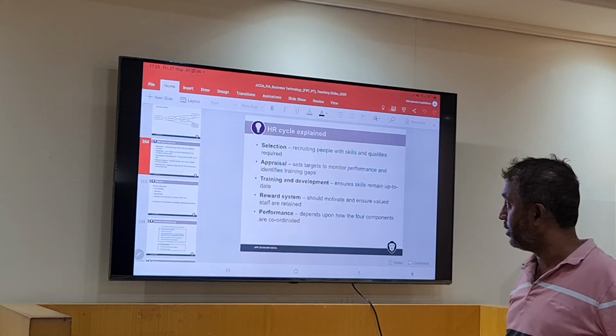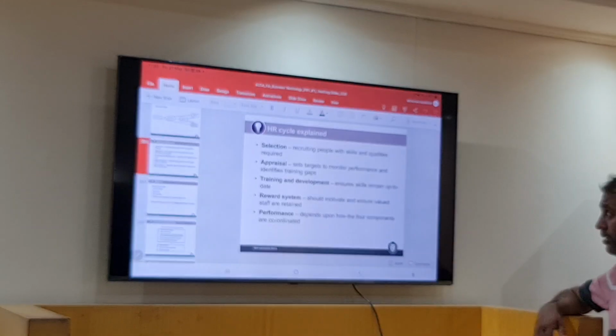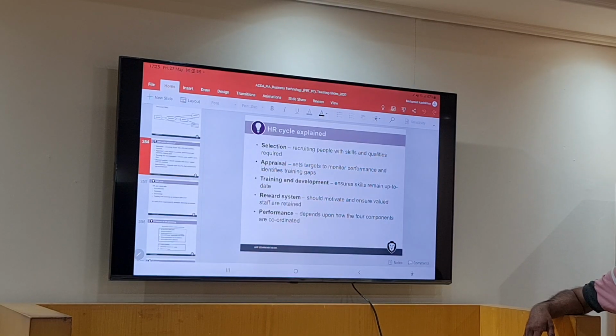HR cycle explained. Selection: recruiting people with the skills and qualities required. Appraisal: setting targets to monitor performance and identifying training gaps. Training and development: ensuring skills remain up to date. Reward system: should motivate and ensure valued staff are retained. Performance: depends upon how the four components are coordinated.